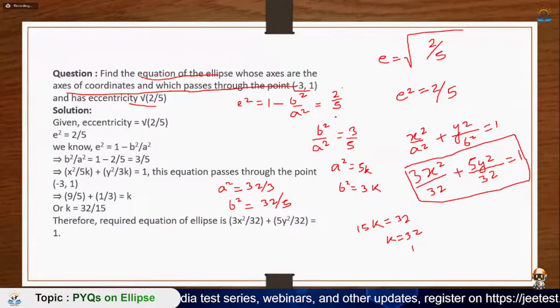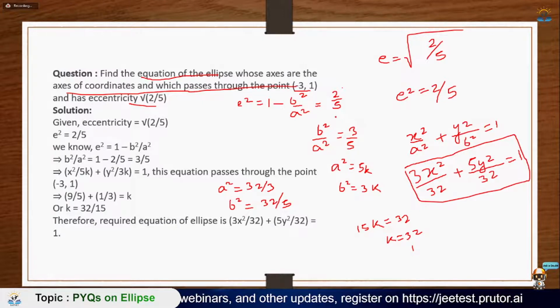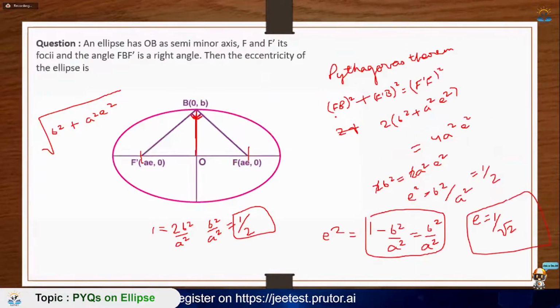ऑक्सिलरी सर्कल की क्या इक्वेशन होती है, x square प्लस y square इक्वल टू a square, अगर मेरा जो मेजर एक्सिस है वो x एक्सिस के होंगे, और अगर मेजर एक्सिस y एक्सिस के होंगे, तो जो मेरी ऑक्सिलरी सर्कल की इक्वेशन होगी वो जाएगी x square प्लस y square इक्वल टू b square. ठीक है. ऐसे ही हाइपरबोला में भी होता है.